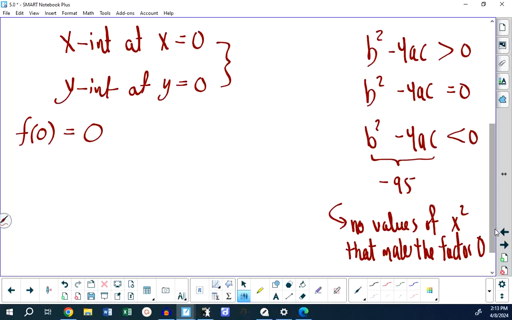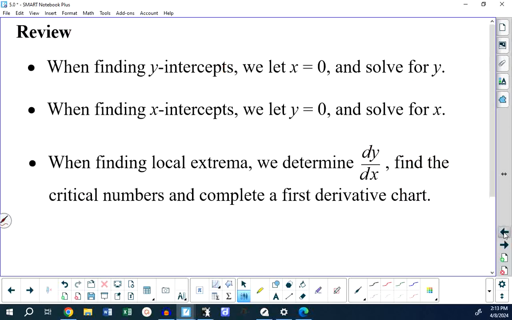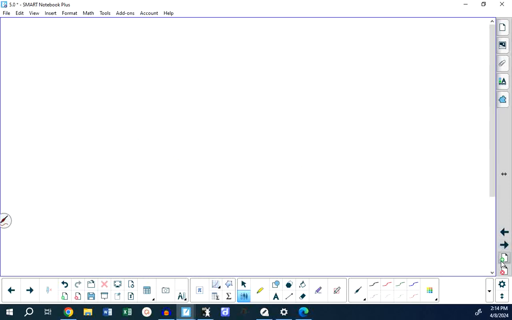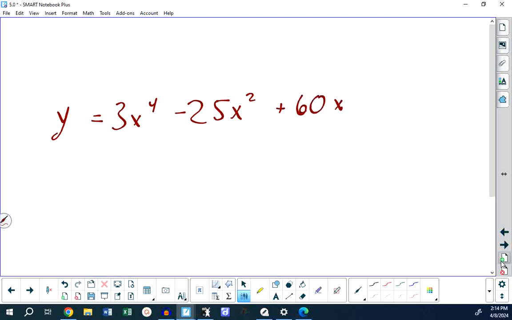Okay. Now, what else are we asked to do? We're asked to use these three ideas. We've found the intercepts. There's only one for x and y. Now we have to find the derivative. So our function is y equals 3x to the 4 minus 25x squared plus 60x. Am I right?